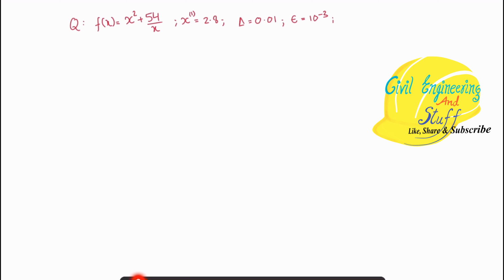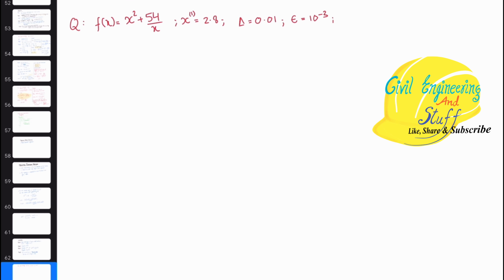Okay, so let's do the question. We have f of x equal to x square plus 54 by x. We are given that the first point will be x equal to 2.8. The step in which we have to proceed is delta equal to 0.01. The smallest number is 10 to the power minus 3. So let's solve the problem. We will be doing iteration number 1.